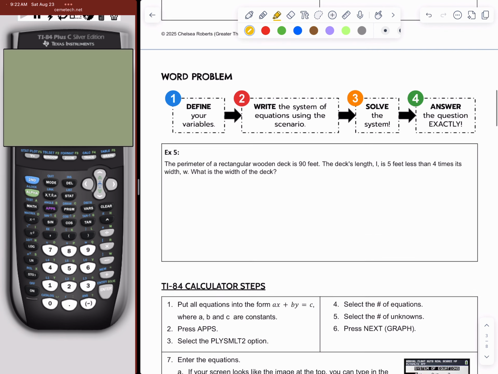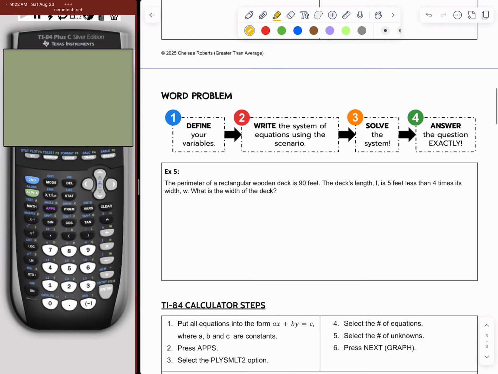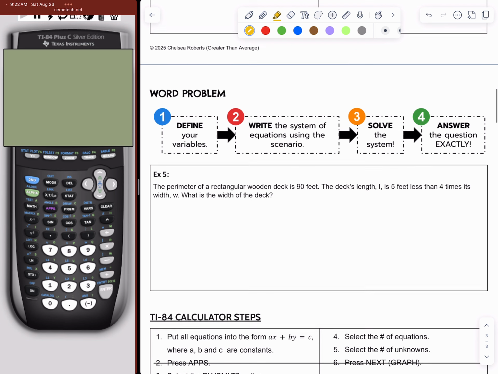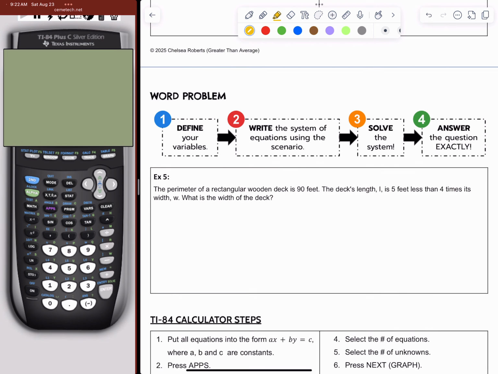All right. Now let's look at a word problem. But first of all, let's go over the steps. So the first step in the word problem is you want to define your variables. Tell what the variables mean. Pick your letters, tell what they mean.